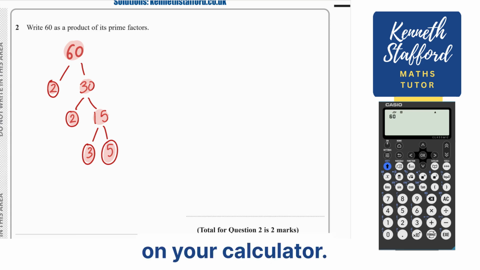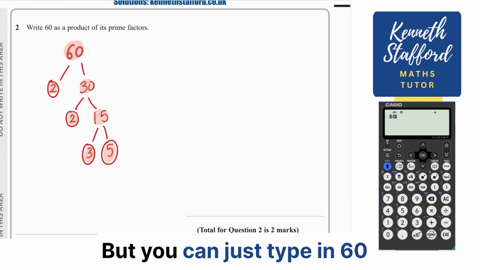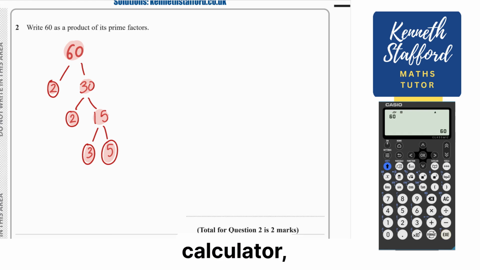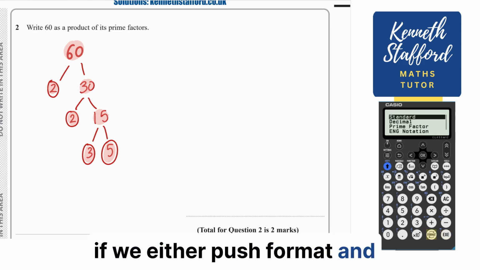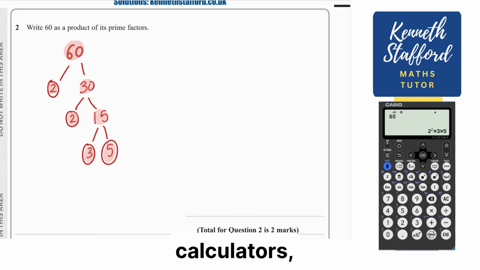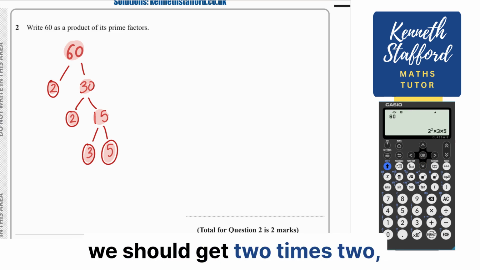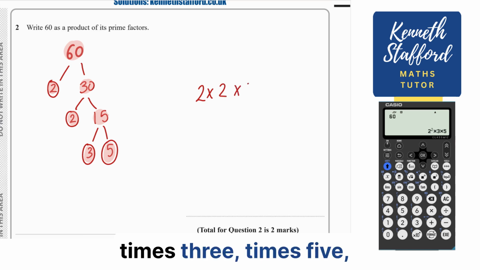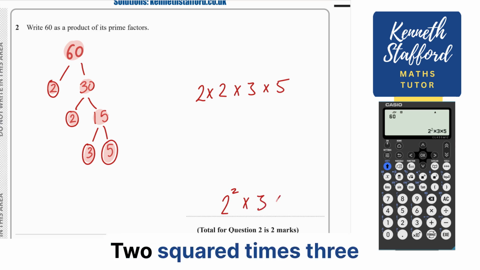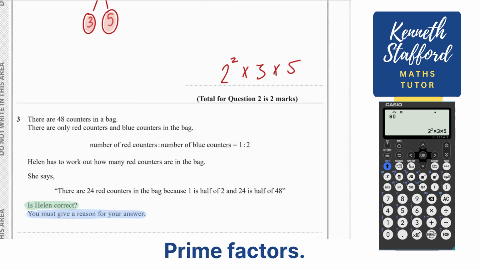Now you can actually do this on your calculator. You obviously need to know how to do it without a calculator, but you can just type in 60 and then push equals, and depending on your calculator, we either push format and take it down to prime factor, or on some of the older calculators, you need to push shift and fact at that point. But either way, we should get 2 times 2 times 3 times 5, or the perfect answer, 2 squared times 3 times 5. But either of those are fine. So that's the product of prime factors.